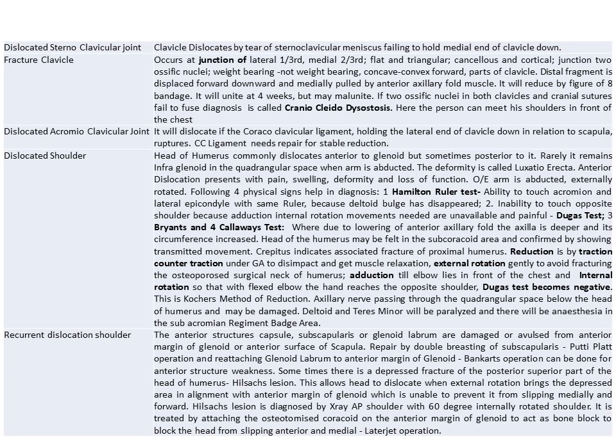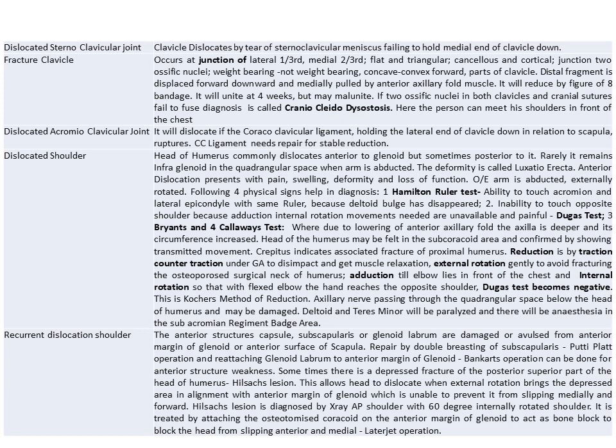The axillary nerve passes through the quadrangular space below the head of the humerus and may be damaged. In case of damage, the deltoid and the teres minor will be paralyzed, and there will be anesthesia in the subacromial regimental badge patch area.